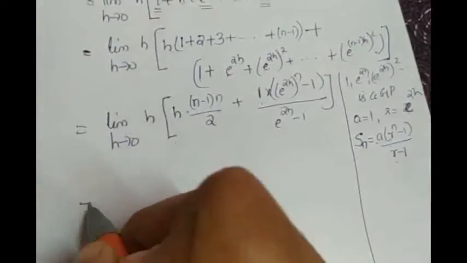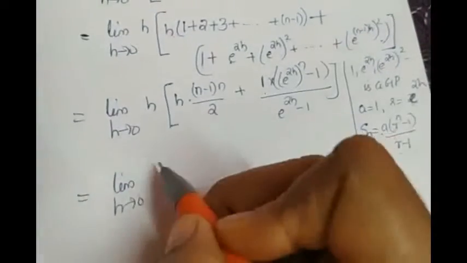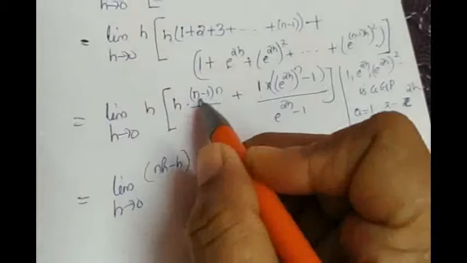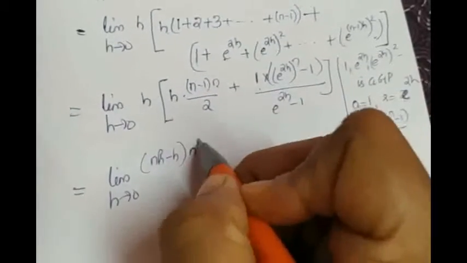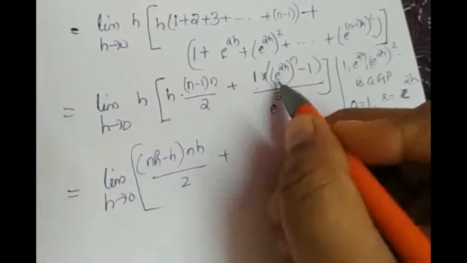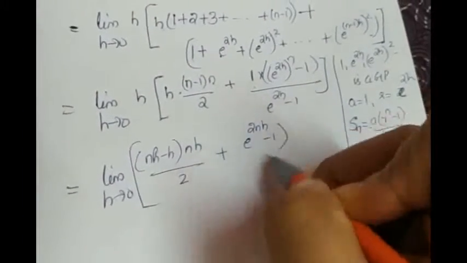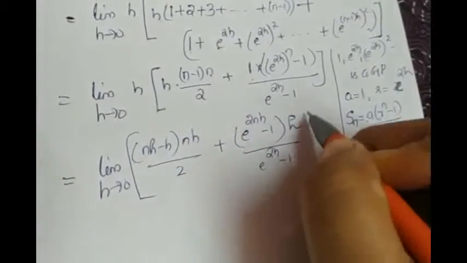Okay, then what we will do, we will give the h into the bracket inside. So the term becomes nh minus h. This is n minus 1 into h, and this h we will give to this n, which gives you nh by 2 plus, here the value will be e raised to 2nh minus 1, into h is there from outside, by e raised to 2h minus 1.